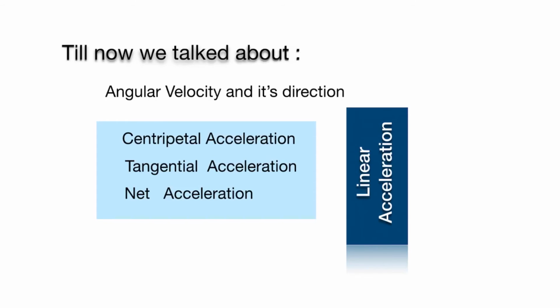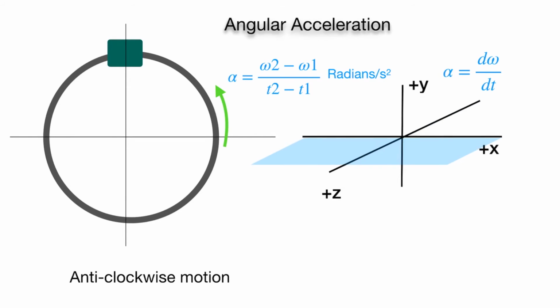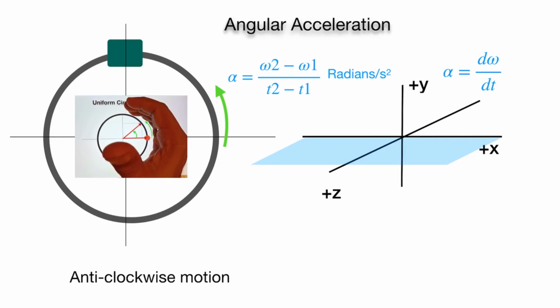Now get back to the angular quantities. Here, the angular acceleration. Angular acceleration is the rate of change in angular velocity. The average angular acceleration is given by omega 2 minus omega 1 divided by time duration, and the unit of measure is radians per second square. The instantaneous angular acceleration is given by d omega by dt, which is a time derivative of angular velocity. The direction of angular acceleration is given by right hand thumb rule.